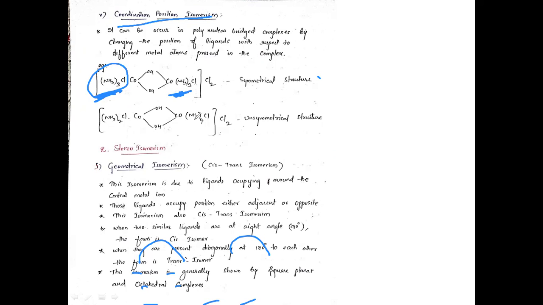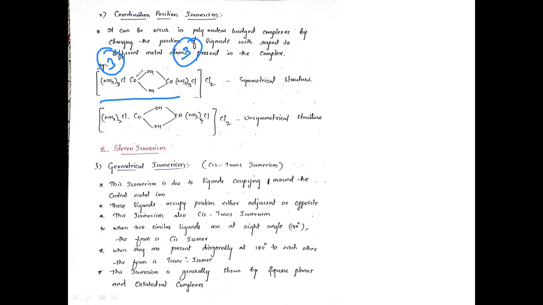This is cobalt, with three ammonia ligands, and here also three ammonia ligands. So what about this? Here the ammonia ligands are only two, and here there are four. What actually happens here? In the first complex, three ammonia ligands are there, and one chlorine atom. Here also three ammonia ligands and one chlorine atom.